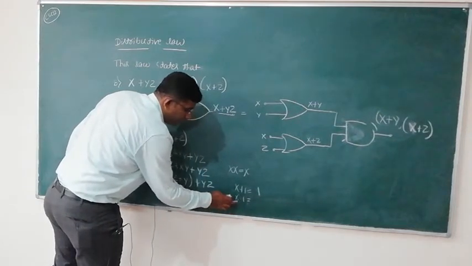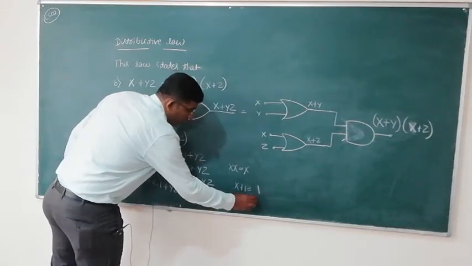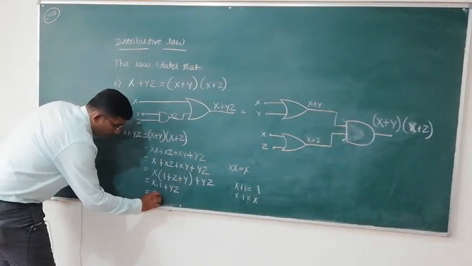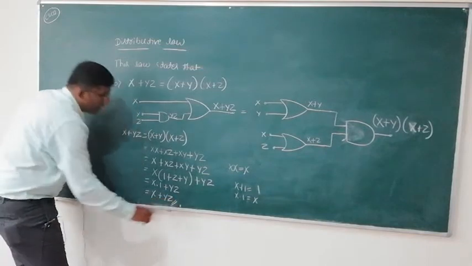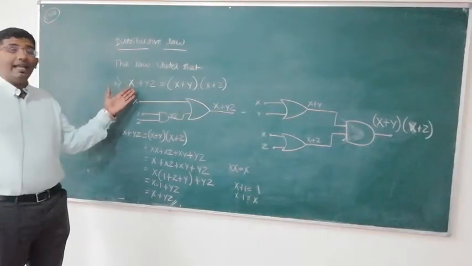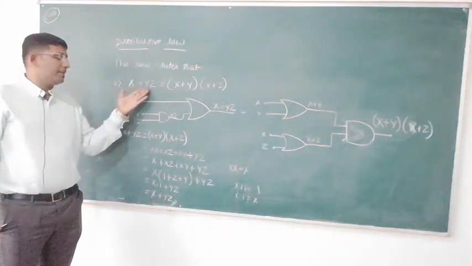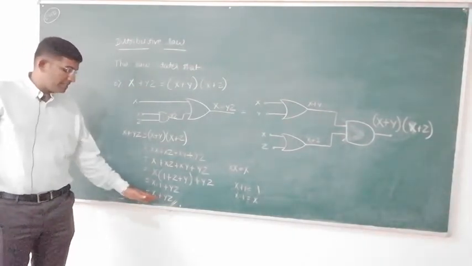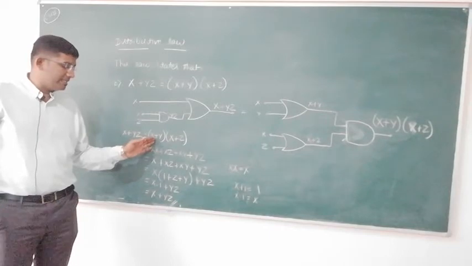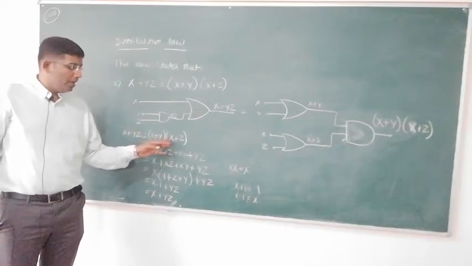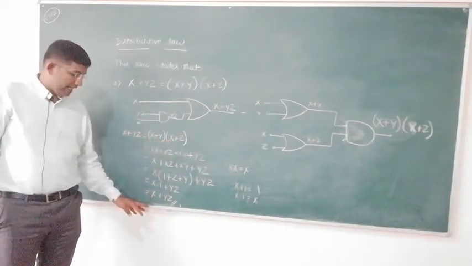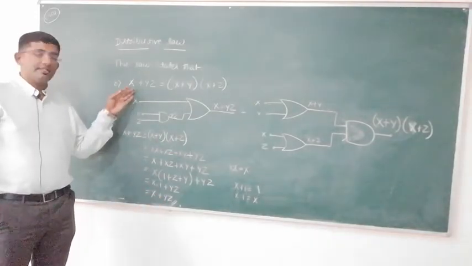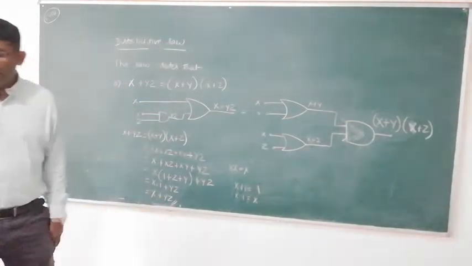If x is 0, the output is 0. If x is 1, the output is 1, that is x. Then I can write it as x plus yz. This is the LHS, that is x plus yz. Hence, it has been proved. First we considered the RHS, that is x plus y into x plus z, and we got the solution as x plus yz, which is the LHS. Both are equal.